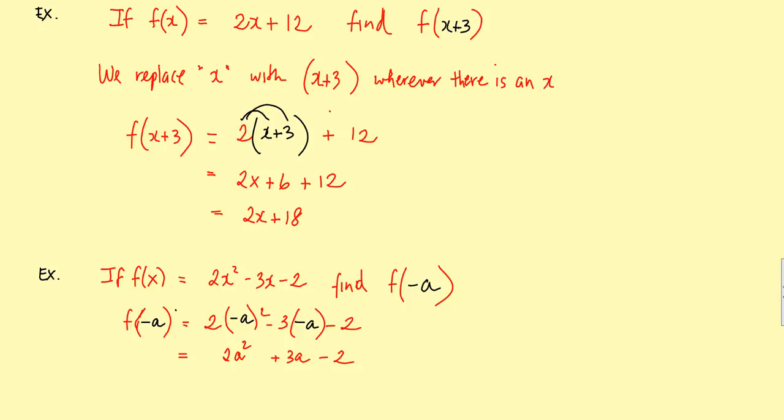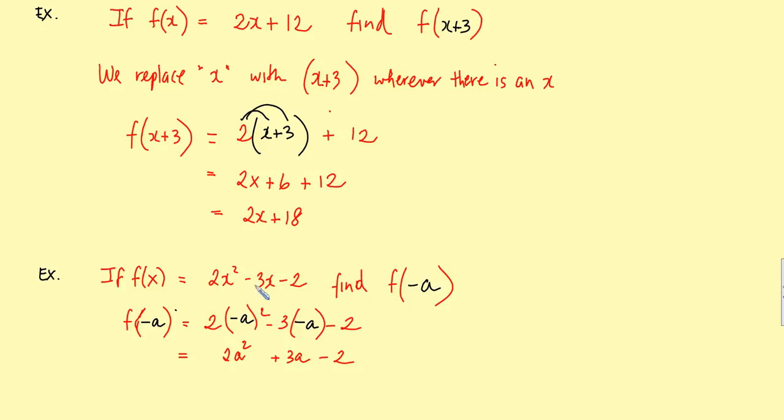Alright, now, let's just do another example. If f of x equals 2x plus 12, the question is asking, find f at x plus 3. So again, we replace x with x plus 3 wherever there is an x. So f of x plus 3 is going to equal 2 times x plus 3 plus 12, which, when we simplify, goes to 2x plus 18.